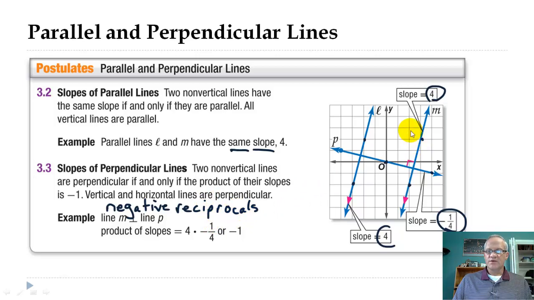Negative reciprocals, okay? So what that means is, remember the word reciprocal means you flip the top and the bottom number. So remember this slope of 4 really counts as a 4 over 1. So if we flip that, the 4 goes to the bottom and the 1 goes to the top. It's exactly opposite from this. And the negative just means you change the negative sign. So if it's positive, you change it to negative. If it's already negative, you change it to positive. You just change the sign. So negative reciprocals, sometimes you might hear this called opposite reciprocals. It means the same thing.